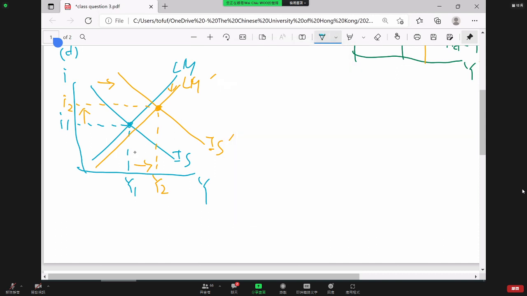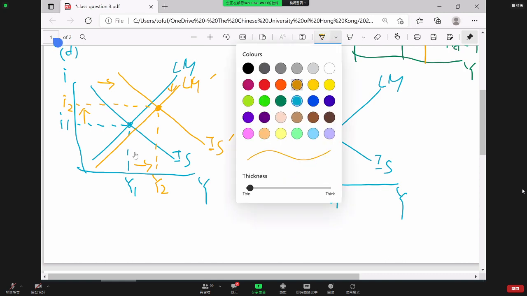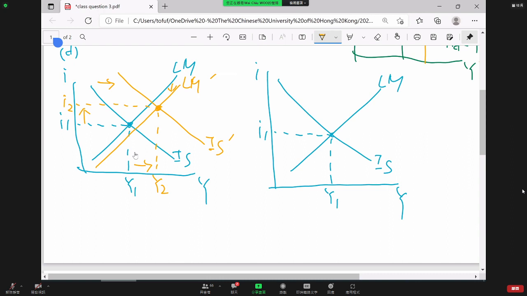Let us consider another scenario. This is IS, this is LM. Let us now consider IS shifting to the right a little bit, but LM shifting down by a large degree. Then you will have this new equilibrium point: output is increased, interest rate is going down.